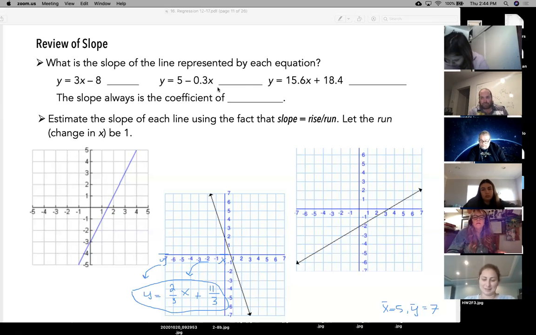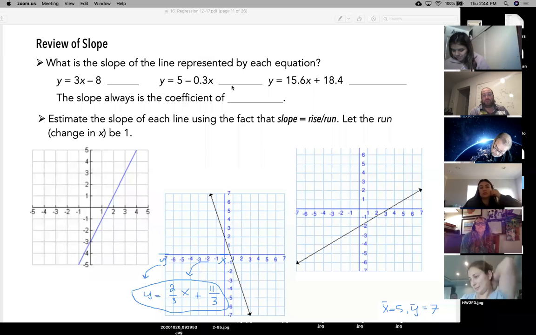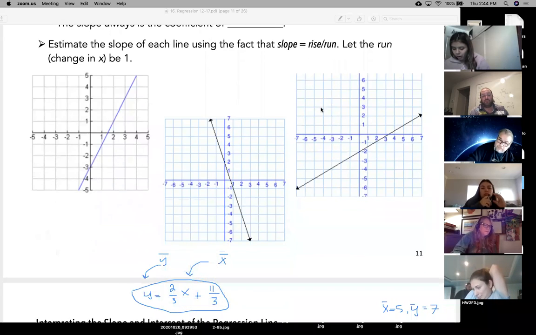Negative 0.3. And the last one, Y equals 15.6x plus 18.4. What's the slope? 15.6. The slope is always the coefficient of X. It's always the number in front of the X, even if I switch the order that I'm writing them. Slope is rise over run.